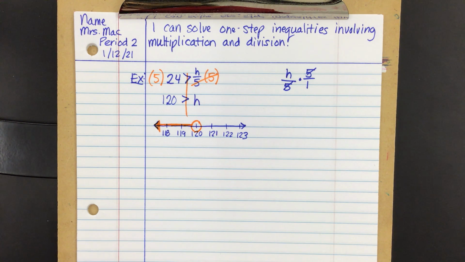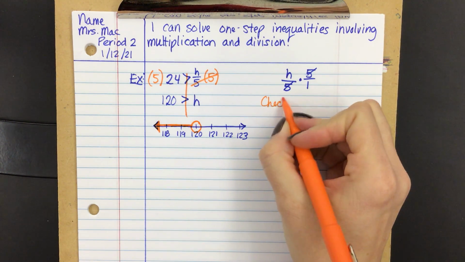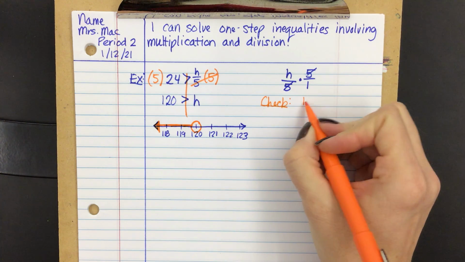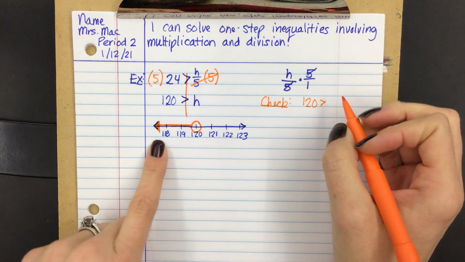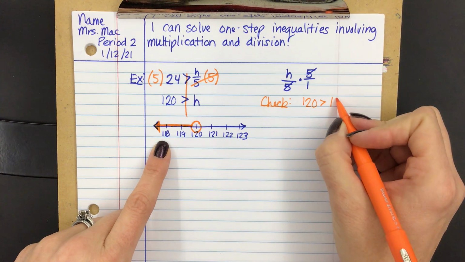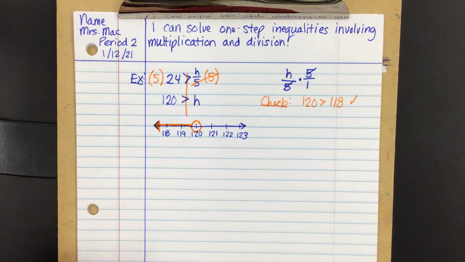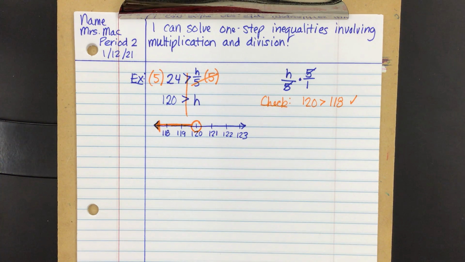Now, we do want to check and make sure that we've shaded the correct side, so I'm going to check it. I'm going to take one of the solutions from our solution set over here. I'll take 118. And I can see that this is true. So I have shaded the correct side on that. You guys are good on this, right? Yeah, pretty straightforward. You do exactly what you would do for the other inequalities, and you solve it just like you would for an equation.